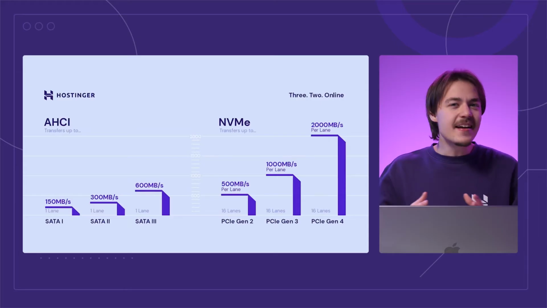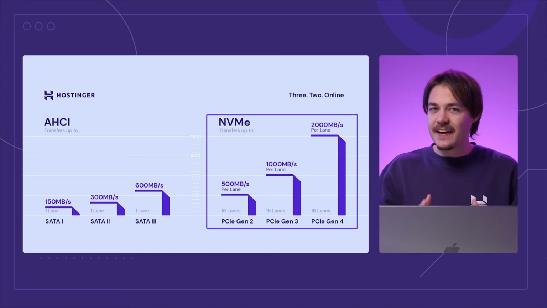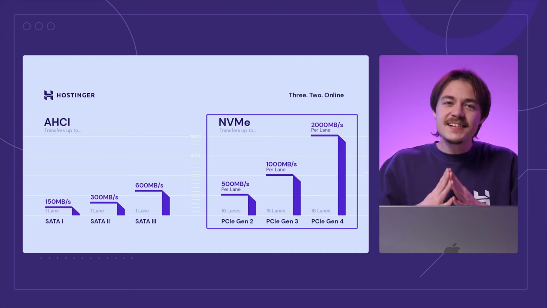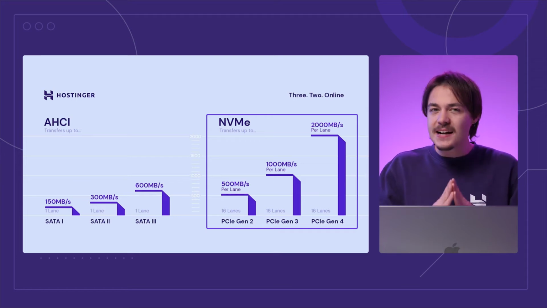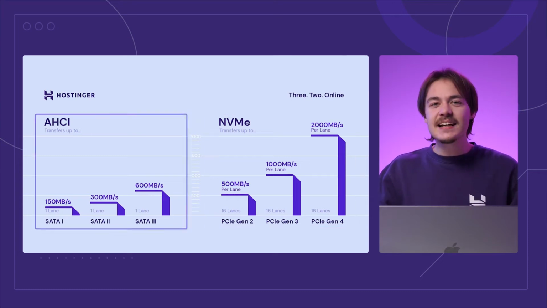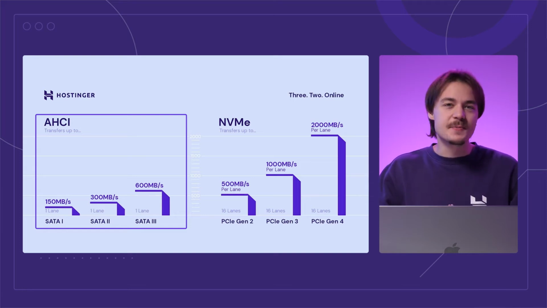Let's dive deeper into how NVMe compares to SATA SSDs. Starting with the data transfer speed, NVMe allows SSDs to connect directly to the CPU via the PCIe bus to transfer data via high-speed lanes. A single Gen 4 PCIe lane can transfer up to 2,000 megabytes per second, with NVMe SSDs using up to 4 lanes. In comparison, SATA only has 1 lane, which can only transfer up to 600 megabytes per second.